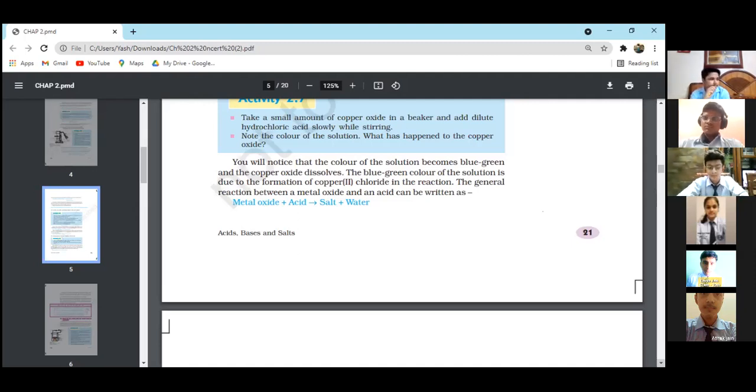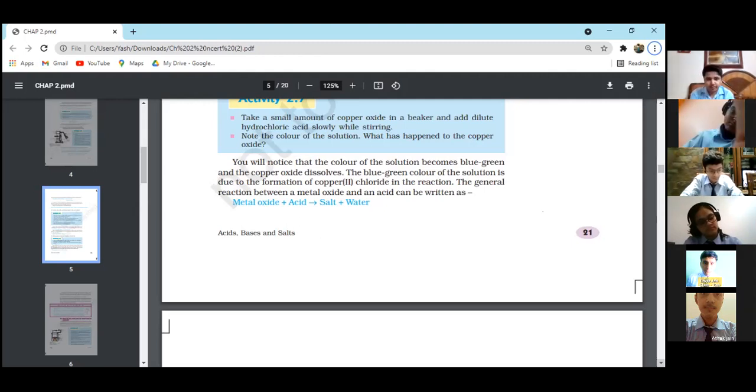So what is the nature of this metallic oxide, copper oxide? It is basic in nature. Metallic oxides are basic in nature. Please write down below it: metallic oxides are basic in nature, and acid we have added to it. Thus we have got salt and water. Thus this reaction is also called a neutralization reaction. Clear to everyone?